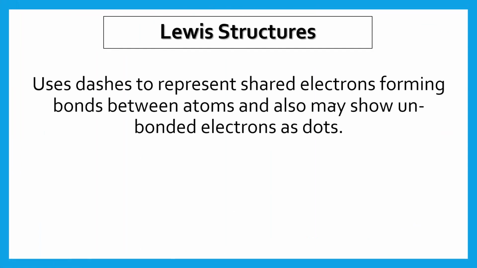So a Lewis structure is going to use dashes or lines to represent shared electrons forming a bond between 2 elements or atoms. And then you may also have unbonded electrons as dots, but those will always be in pairs. You should never have a single dot left over. If so, you've done something wrong. But you may have paired dots left over. Those are happy because they have a friend.